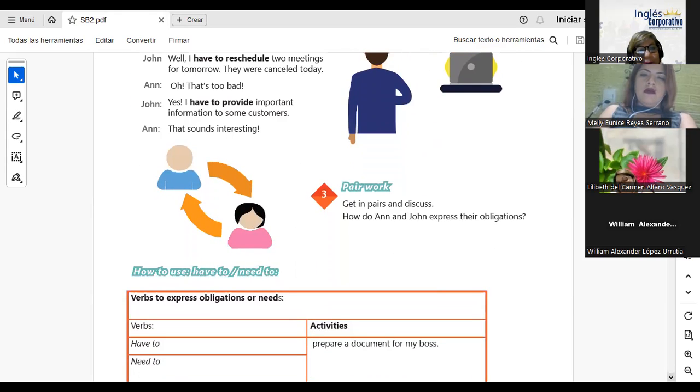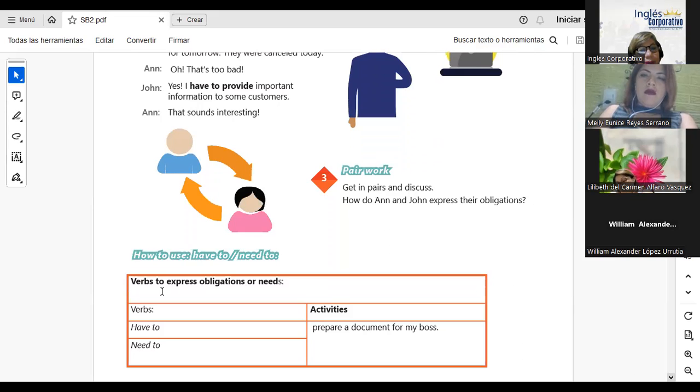Okay, now, according to the conversation, tell me this. Verbs to express obligation or needs. Okay, verbs. Have to is for?